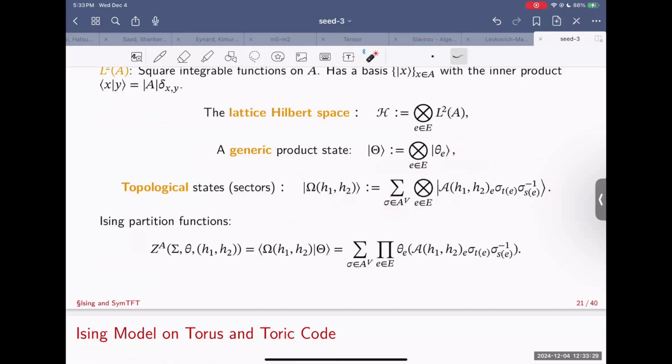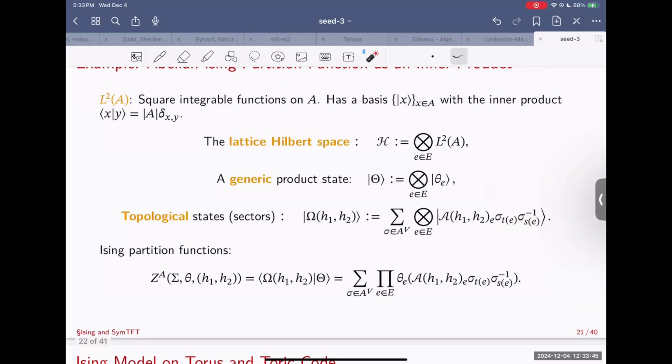So there's a sum over A-valued zero-forms, and then a product over all the edges, and then this connection, and this d0 sigma type thing. Just from observation, we can see that if we take an inner product between this and this, we are going to produce precisely the partition function of my 2D Ising model in a twisted topological sector, twisted by the holonomies h1 and h2. So the partition function of the abelian Ising model in a twisted sector can indeed be written as an inner product between two states.